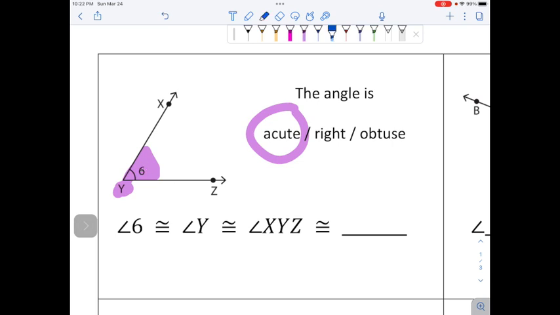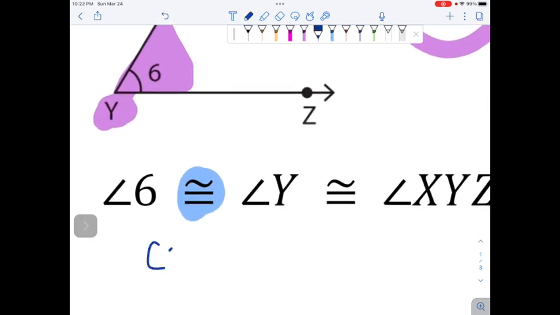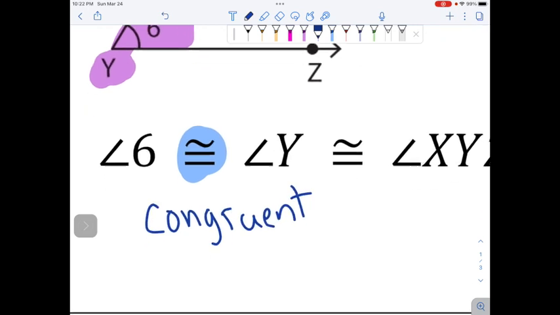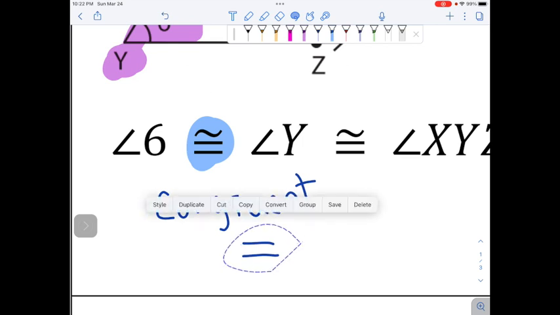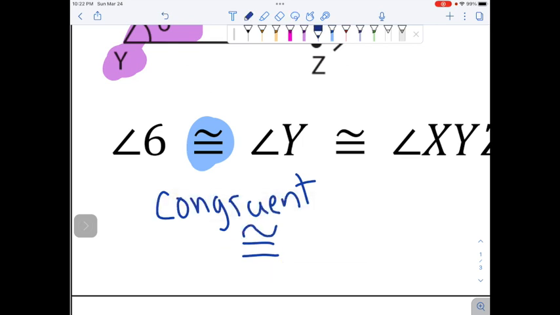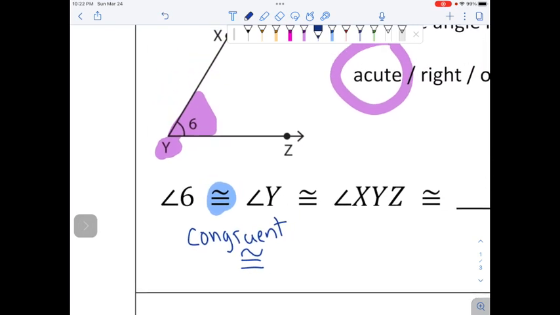So you might notice that there's also this symbol. This means congruent, or has the same measure. It looks a lot to me like maybe like toothpaste on top of a toothbrush. Right? So it's equals, but in geometry, instead of just using equals, we use congruent when we are comparing things of the same size or measure. All right, so we can call it angle 6. We can call it angle Y.